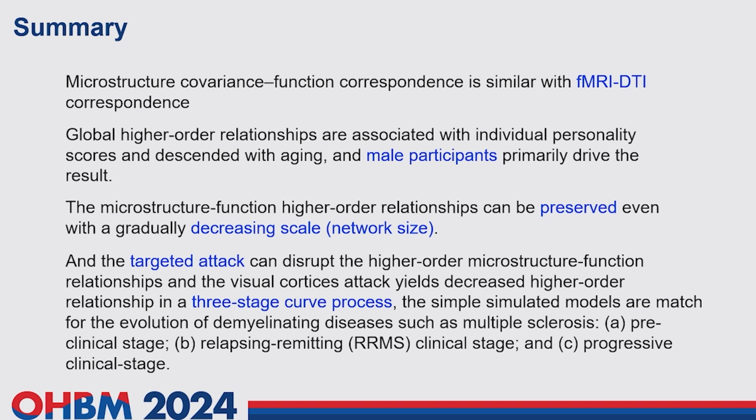In summary, the microstructure covariance and functional correspondence is similar to fMRI-DTI. The global high-order results are mainly driven by the male participants, and the high-order relationships can be preserved even with the gradually decreased scale. And the targeted attacks and the visual cortex attack can significantly disrupt the high-order similarity.